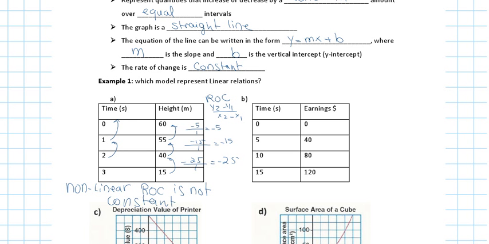Okay, second table of values, again, we're going to do the rate of change. 40 take away 0, that's 40 over 5, which is 8. 80 take away 40, that's 40 over 10 take away 5, that's 40 over 5, that's again 8. 120 take away 80, that's 40, and then 15 take away 10, that's 5, so that's 40 over 5, which is 8. The rate of change in this case is constant, right? Since the rate of change is constant, what can we say? Linear.